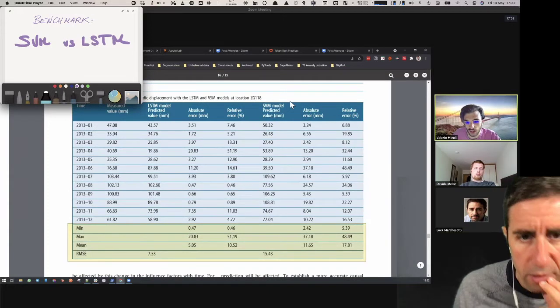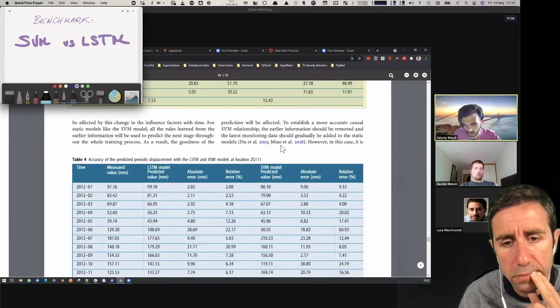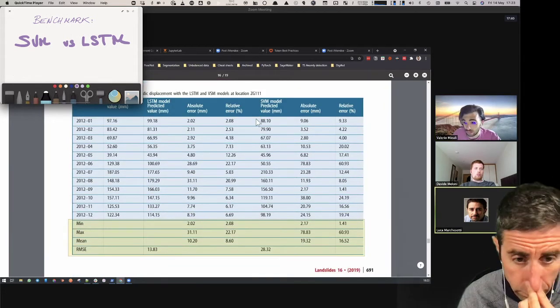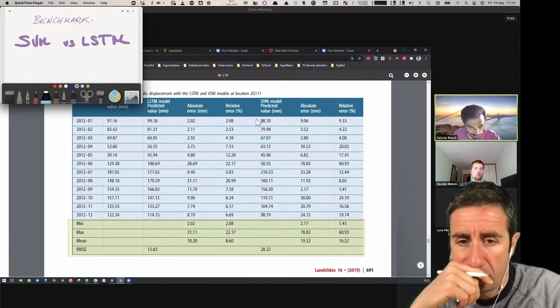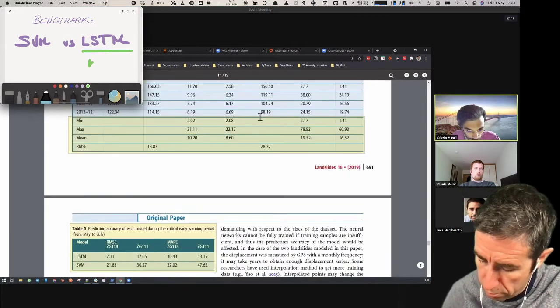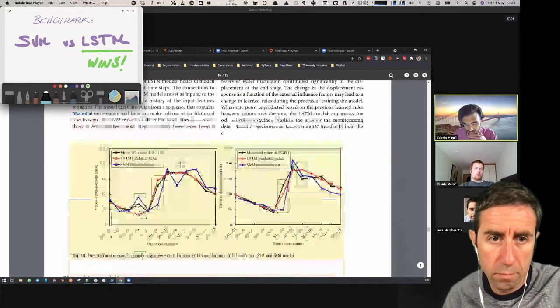Okay, these are for the one sensor, 118, and these are for the other sensor, data 111. And then there are some other interesting analyses.